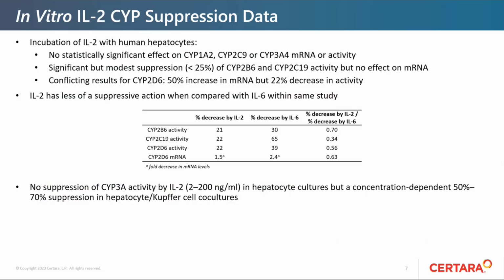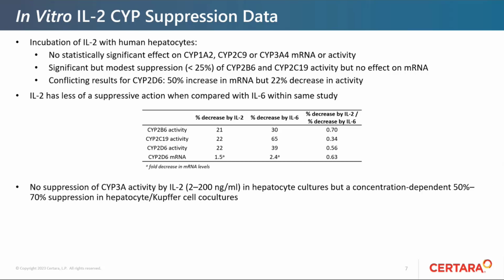For IL-2, there really has been only 2 in vitro studies. It's kind of summarized here. Incubating human hepatocytes with IL-2 led to no effect on CYP1A2, 2C9, or 3A4 mRNA or activity. There is a very modest suppression for 2B6 and 2C19 activity, but no effect on their mRNA. The results for 2D6 are a little bit conflicting. We see an increase in mRNA, but decrease in activity.